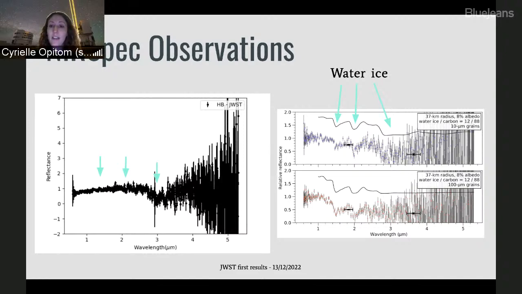That doesn't mean that there's no water ice, but it means that with the absence of this feature, we can put some constraints on, for example, the grain sizes that would be possible to produce a 3-micron band, but no 1.5 and 2 micron bands.